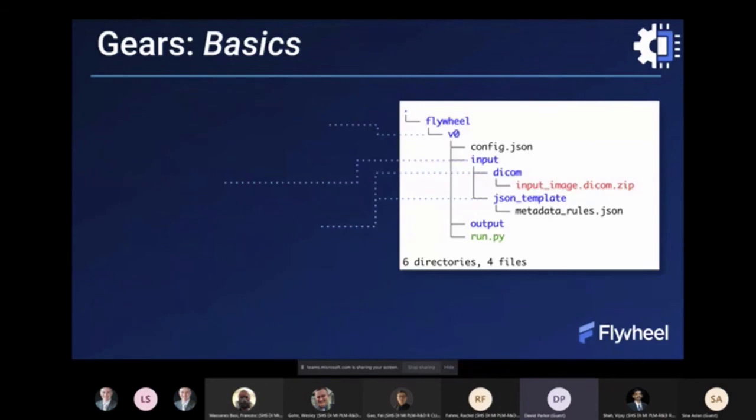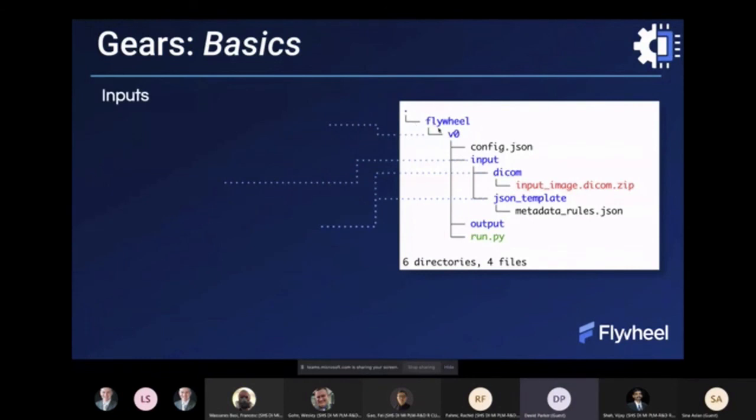Okay, so I mentioned that the gear is running on an engine in Flywheel. That engine, of course, has a file structure to it. And the way Flywheel gets your input files and your configuration settings into that gear that's running on the engine is essentially with this file structure here. So let's go over the different pieces.